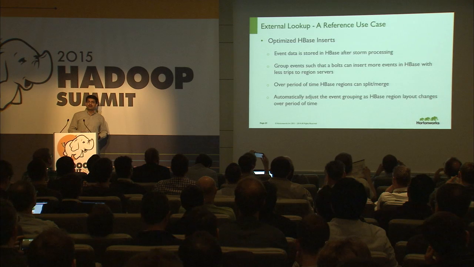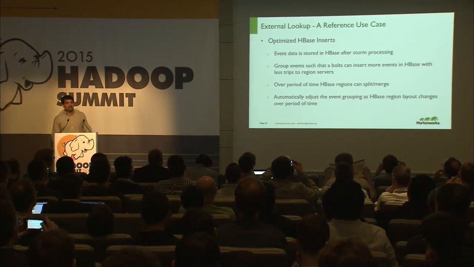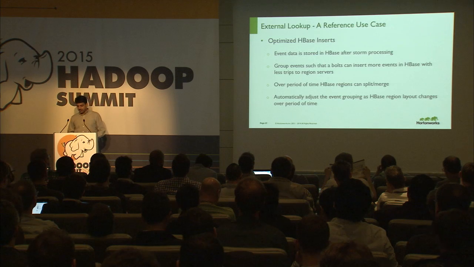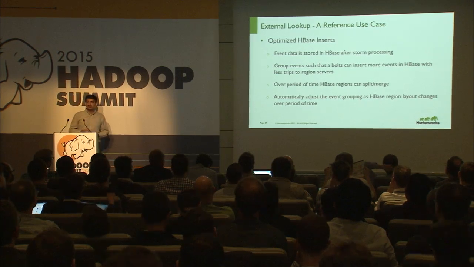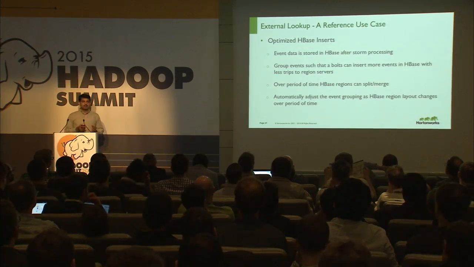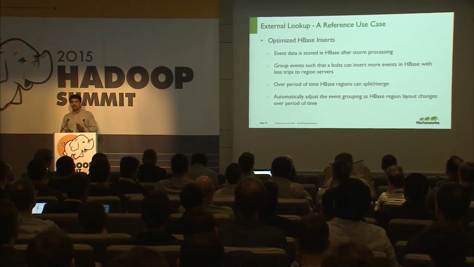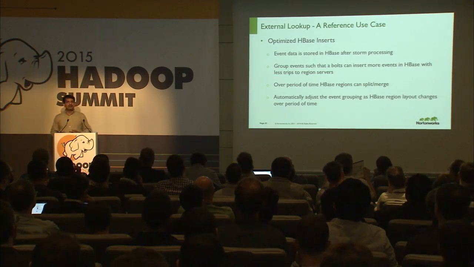Again, to talk about the pattern, let's take a reference use case where we want to do optimized edge-based inserts. The use case is that we have data being processed in Storm, and after processing, we want to put that data into HBase. Now, to get better efficiency, what we want to do is group data in such a way that each HBase bolt that I have in Storm is going to send data to one or maybe max 2 region servers.